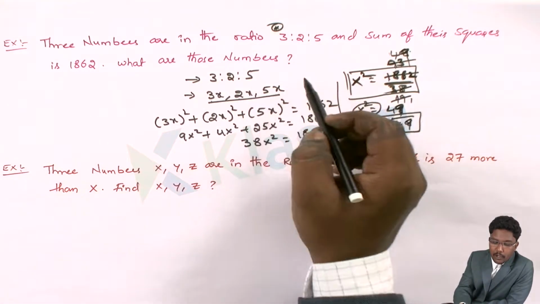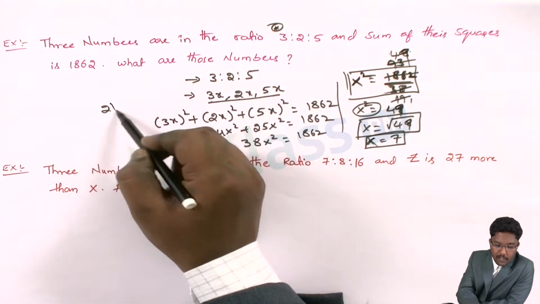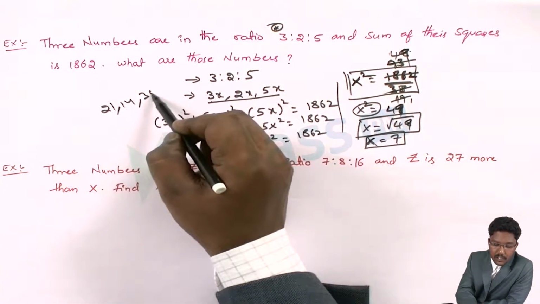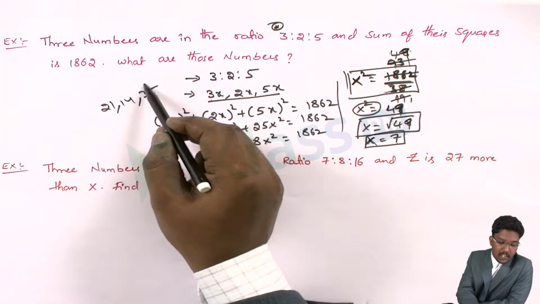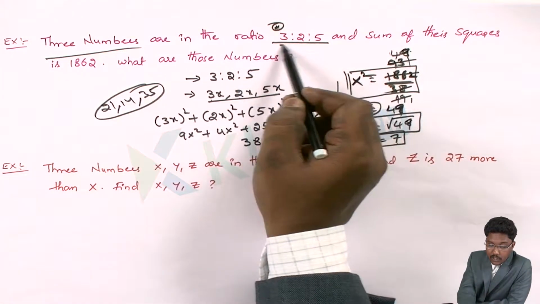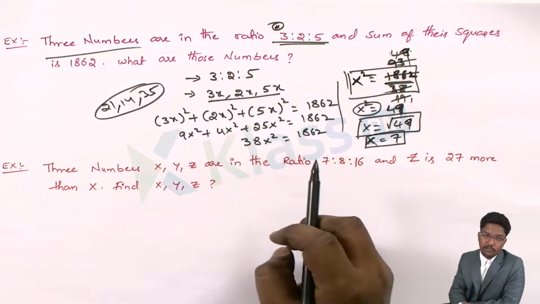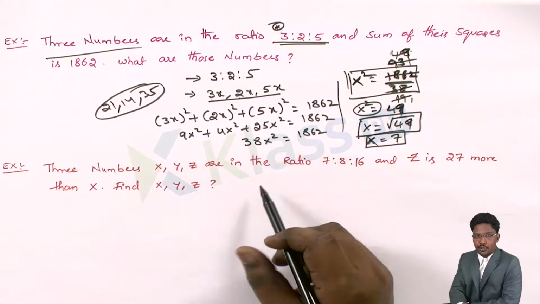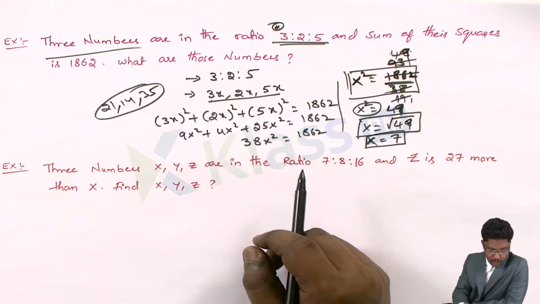So what are the values? 3 into 7, 21; 2 into 7, 14; and 5 into 7, 35. Okay, these are the original numbers, these three numbers, but these are not the actual values. Okay, these three numbers are in this relation or in this ratio. Okay, moving to the next question.